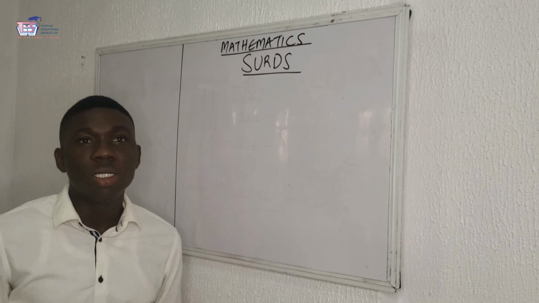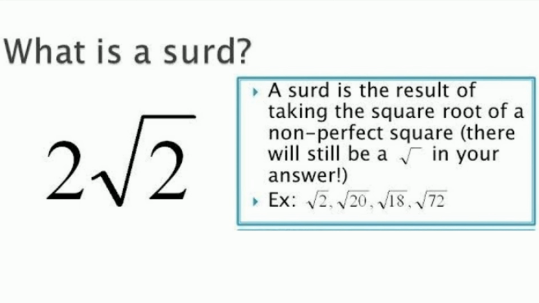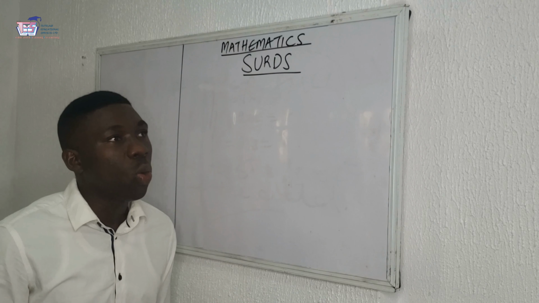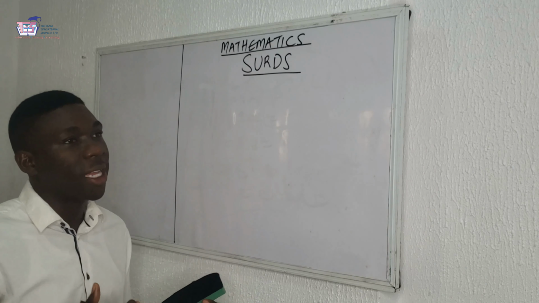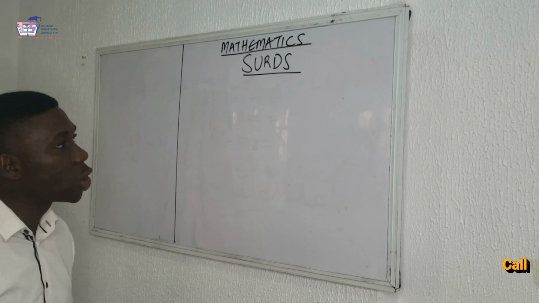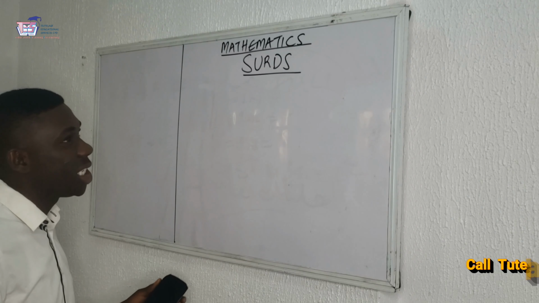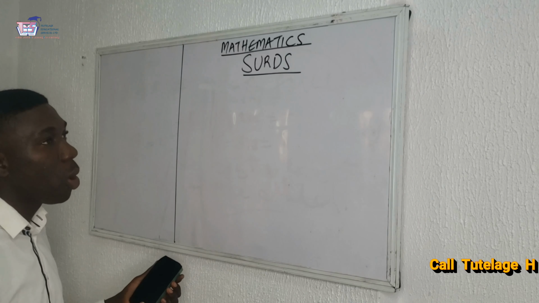What is a surd? A surd is the result of taking the square root of a non-perfect square. So when you take the square root of a non-perfect square, the result you get is a surd. So let's discuss what perfect squares are. So perfect squares, for example, let's discuss the squares of some numbers.